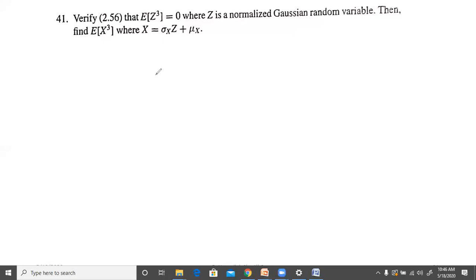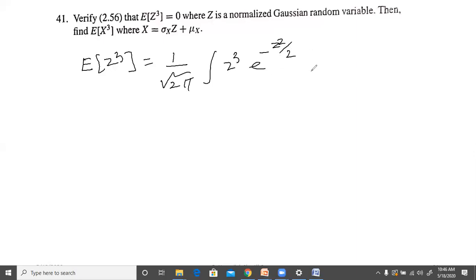So we'll take the annotation again. Now, what is it we need to find? E of z square for the Gaussian random variable is equal to 0. So that is E of, sorry, z cube is equal to 1 by root 2 pi integral z cube e to the power of minus z squared by 2 dz. Was it this? Okay, I hope it is this.